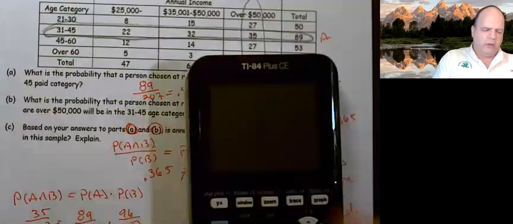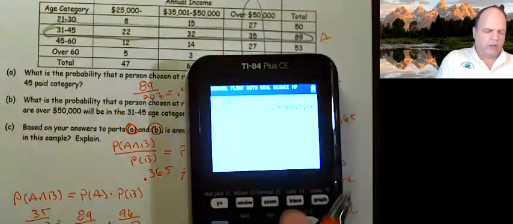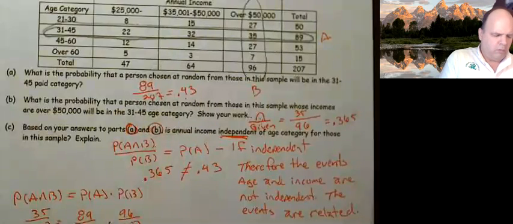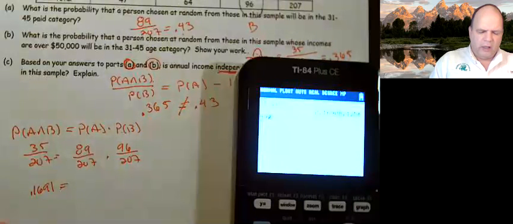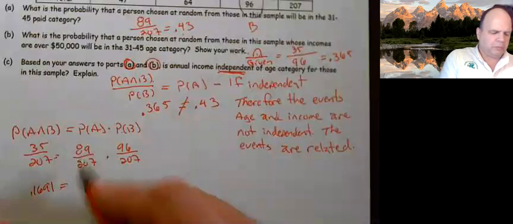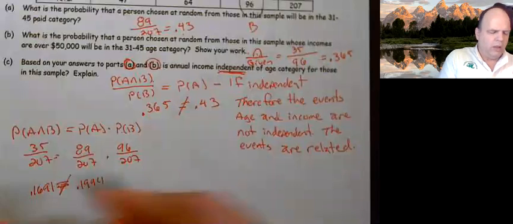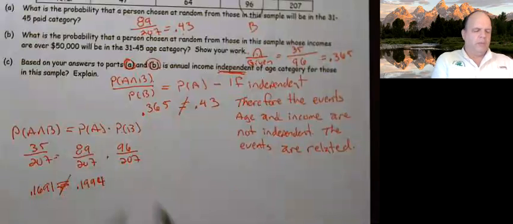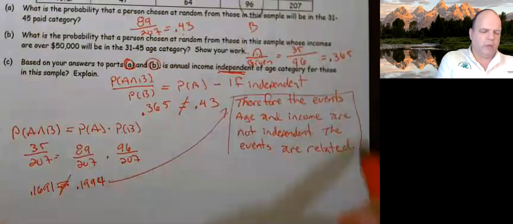Had we gone that route, 35 divided by 207 is 0.1691. I'll slide that all up so you can see it. Sorry about that. And then we have 89 divided by 207 times 96 divided by 207 is 0.1994. And then we need to write our conclusion statement. You have to have the conclusion statement.